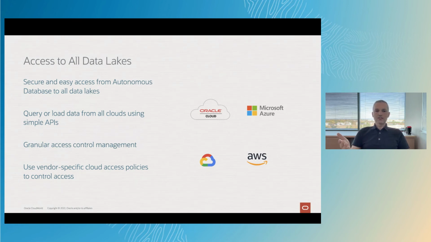You can control access to these clouds using their vendor-specific policies. So you can go to Azure and say, I'm allowing this specific Autonomous Database to access files in this specific bucket. And you can control policies and access using specific vendor-provided policies for access.